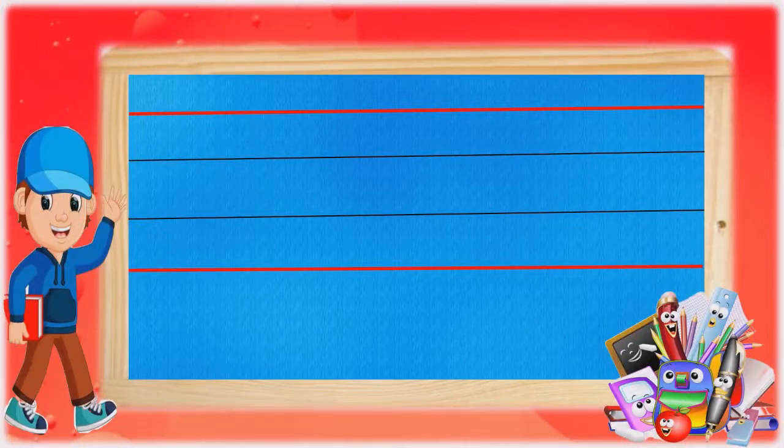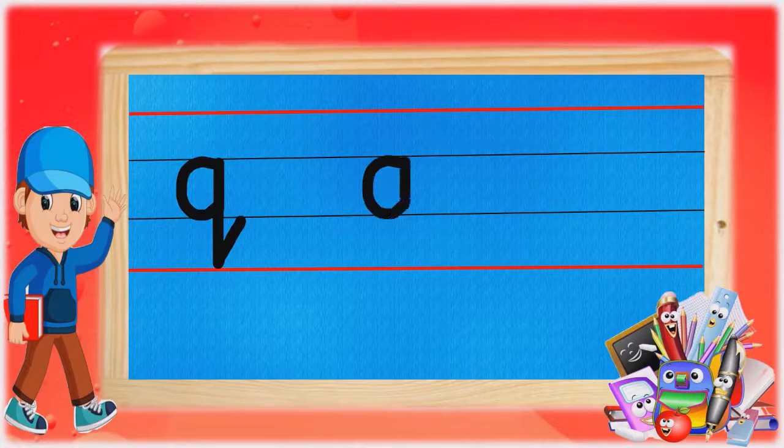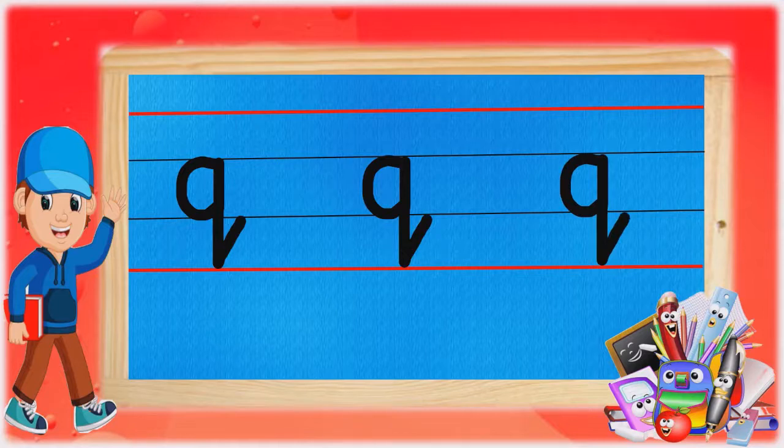Now we will write Q, small q. A curve with a standing line joining with a small slanting line makes q, small q. Again we write a curve with a standing line joining with a small slanting line makes q, small q.